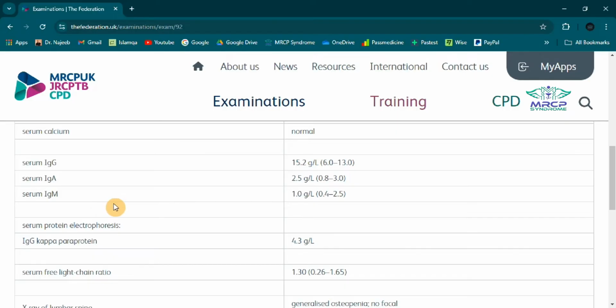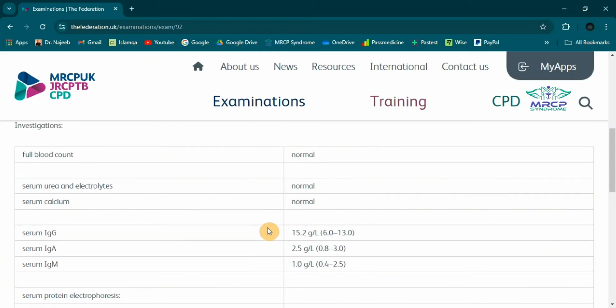Regarding the paraprotein level, in case of MGUS, the IgG paraprotein band will be less than 30 gram per liter, but there will be mild elevation. And in case of multiple myeloma, usually this level would be more aggressive, greater than 30 gram per liter. And the second criterion is the lack of symptoms. MGUS typically does not cause symptoms, and there should not be any significant organ damage.